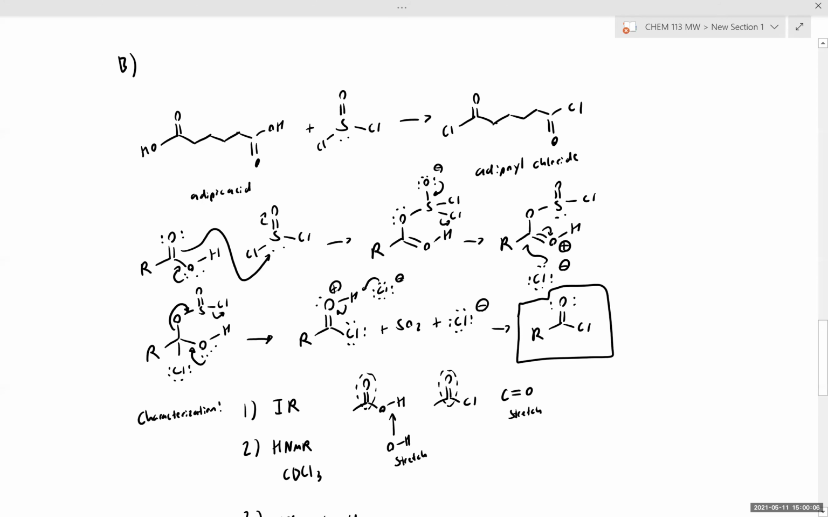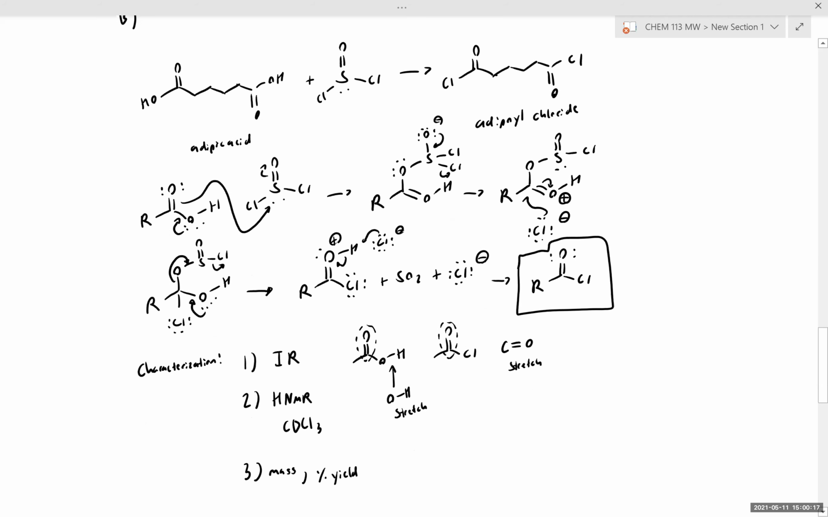And what's important is the adipoyl chloride, we're not going to weigh out. We're going to keep it in the flask and we're going to use it as is. This is really important. This reaction is borderline quantitative. Generally, you get almost 100% yield of the acyl chloride product.